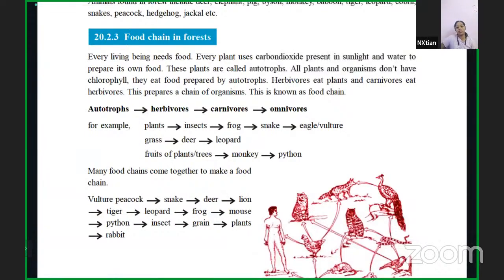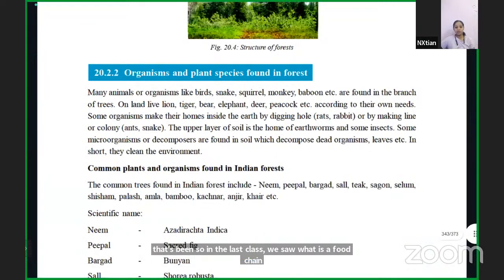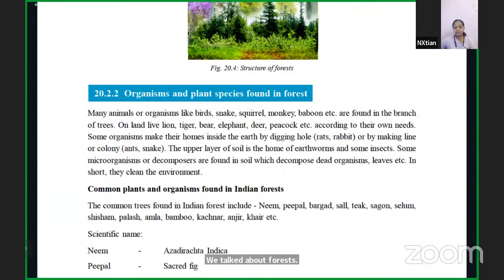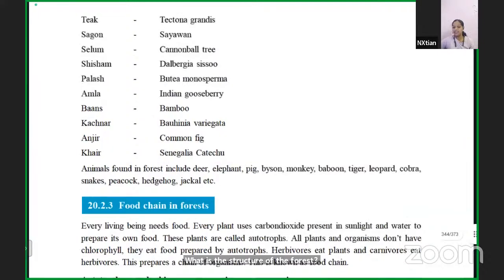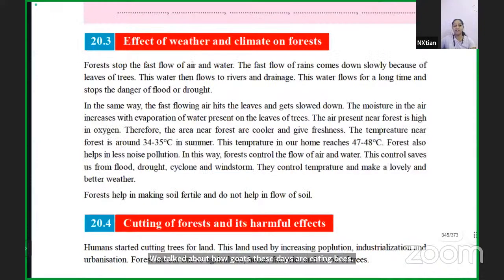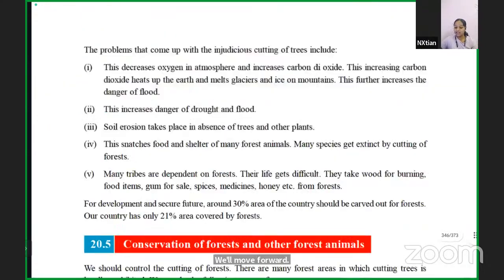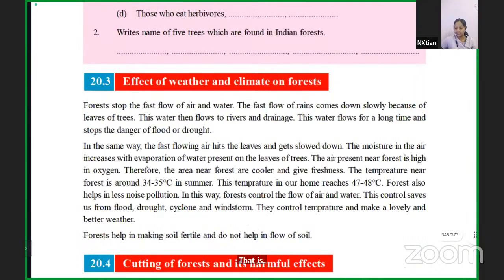Yes, let's begin. In the last class, we saw what is a food chain. We saw what is a food web. We talked about forests, and some species that are found in some forests. What is the structure of the forest? We talked about how goats these days are eating these. And we'll move forward to the next topic now, that is effect of weather and climate on forests.